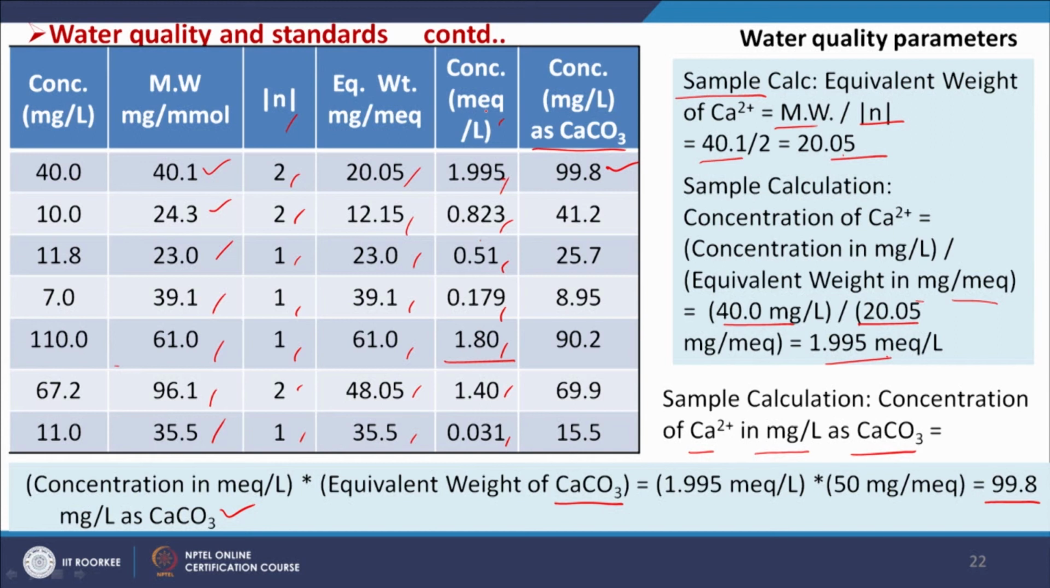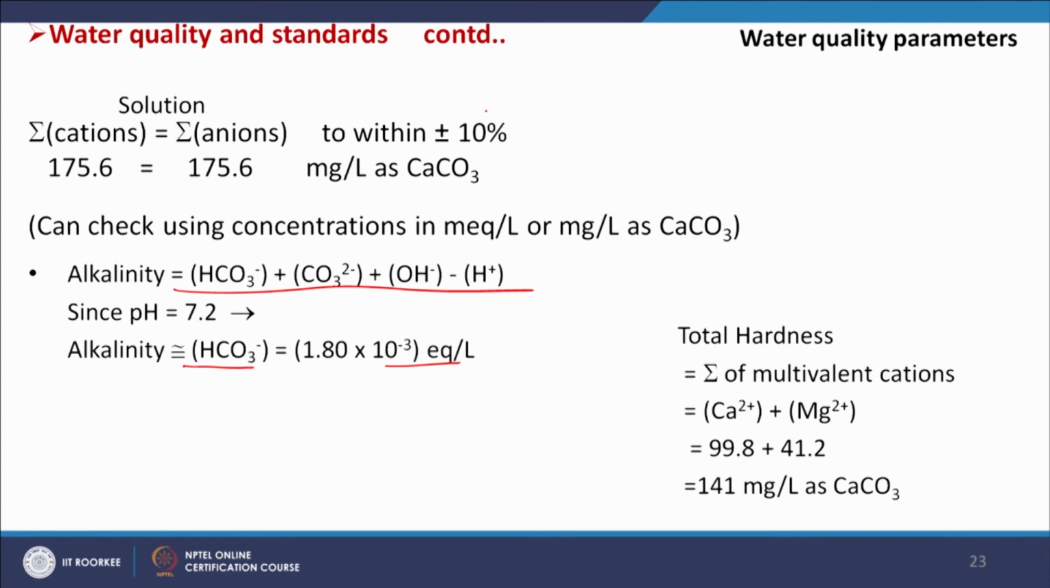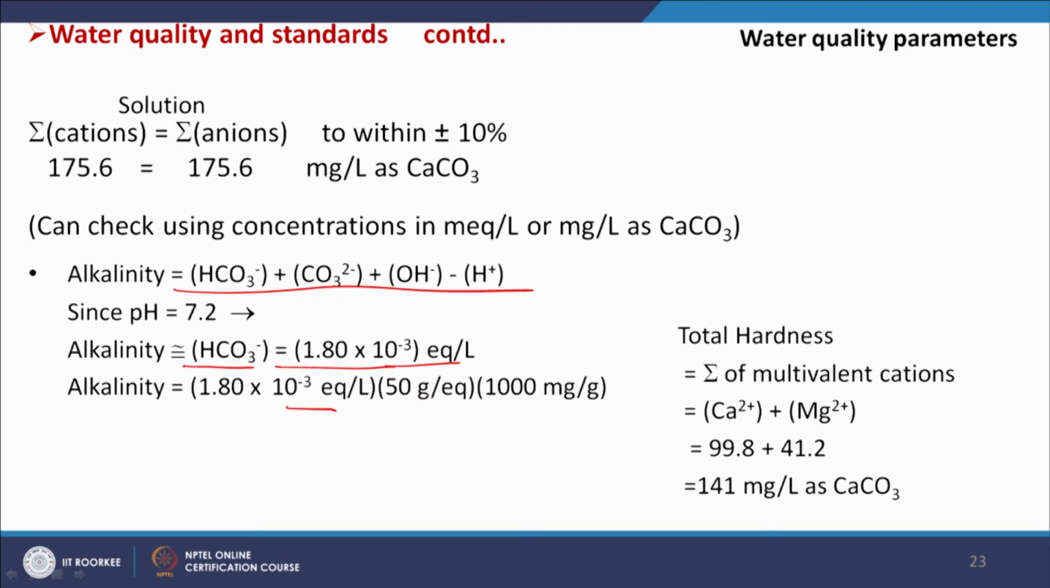So, if we want to convert it into equivalent per liter, we have to divide it by 1000, that is, multiply by 10 to the minus 3. So, that is equivalent per liter. Alkalinity in terms of calcium carbonate: 1.80 into 10 to the minus 3 into 50, that is, 50 gram per equivalent. Then we have to multiply by 1000 for the conversion of gram to milligram. So, it comes to 90.1 mg per liter as calcium carbonate.